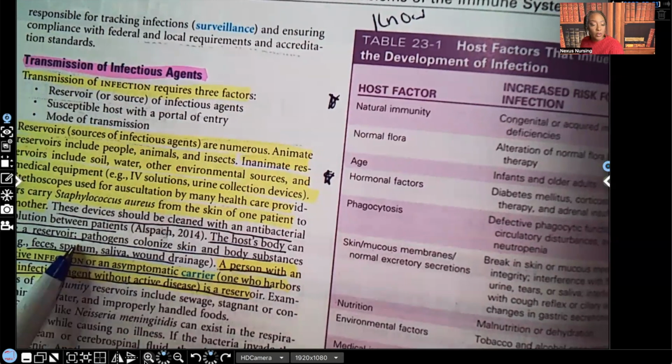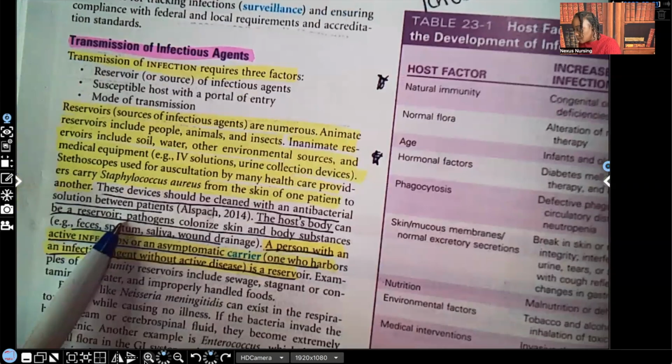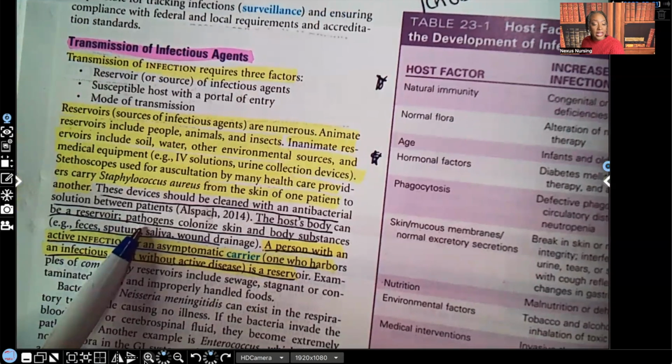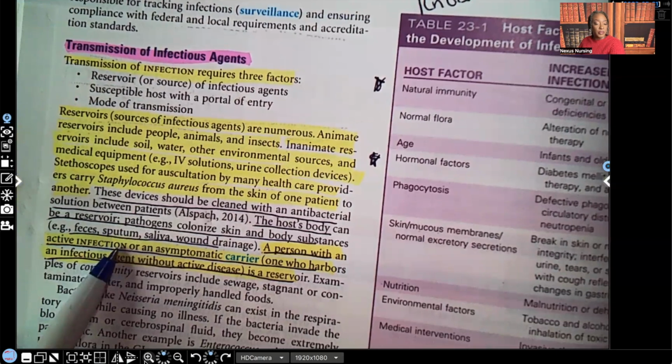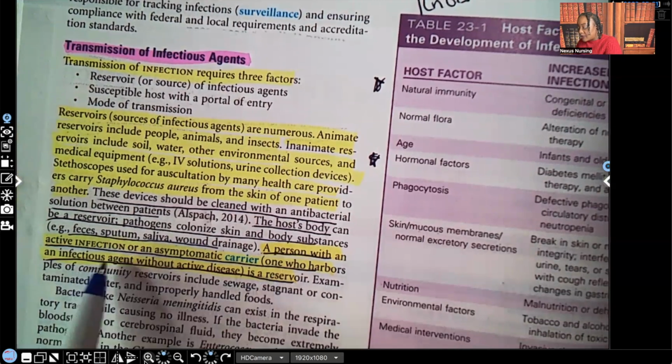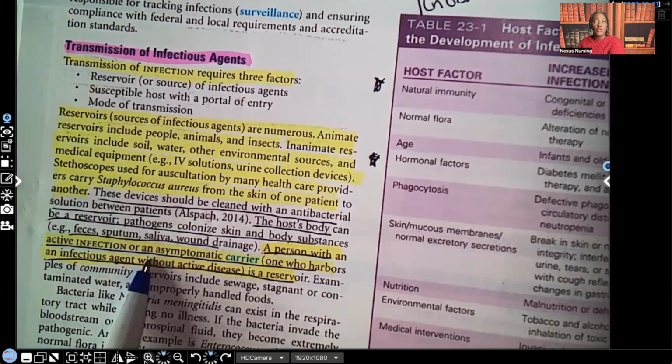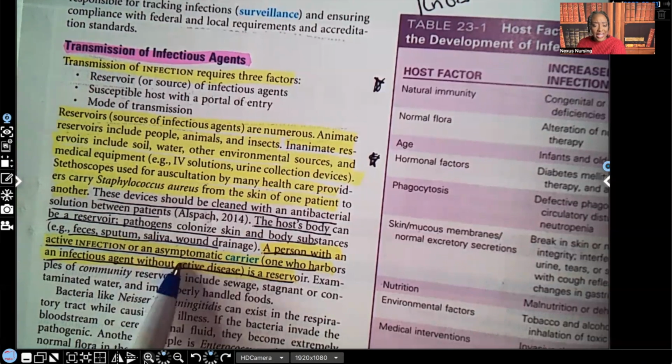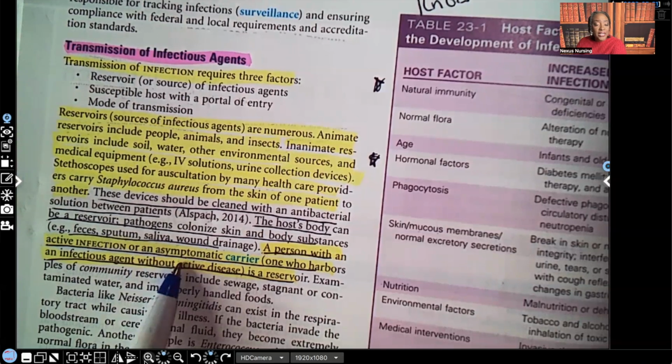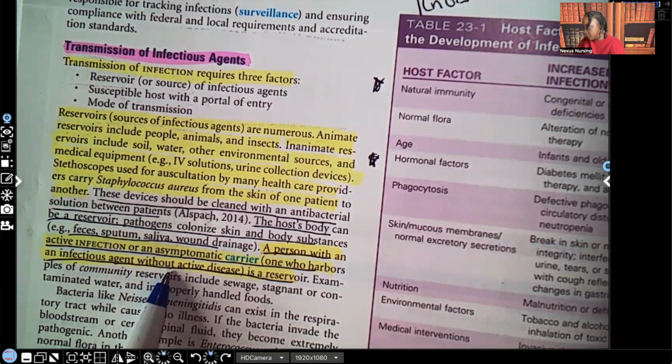The host body can be a reservoir. Pathogens colonize skin and body substances such as your feces, your sputum, your saliva, your wound drainage. A person with an active infection or an asymptomatic carrier, which means they have those pathogens, that bacteria, those viruses, but they're not showing any clinical manifestations, but they're still carrying it around. That's what they mean when they say asymptomatic carrier. A person with an active infection or an asymptomatic carrier, one who harbors infectious agents without the active disease, is a reservoir.